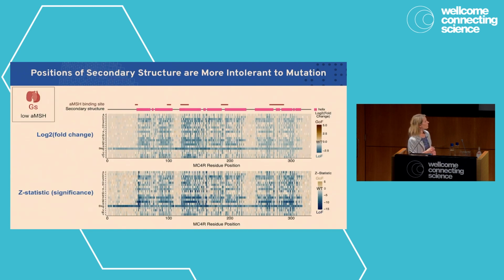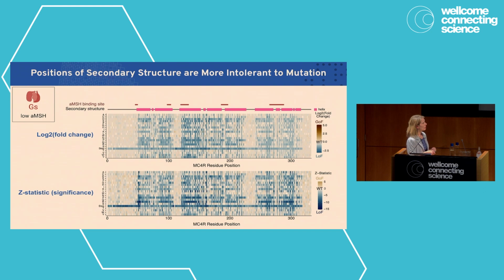There are a lot of different ways that we can look at this question because we generated so many different data sets. At a very baseline level, we can look at an individual data set and the heat map for that, or the DMS results for that. So I'm showing here the results for just one assay, the GS assay, at low concentrations of agonist signaling. Showing two different versions of the same heat map for the same data, with each variant on the y-axis and the residue position on the x-axis.